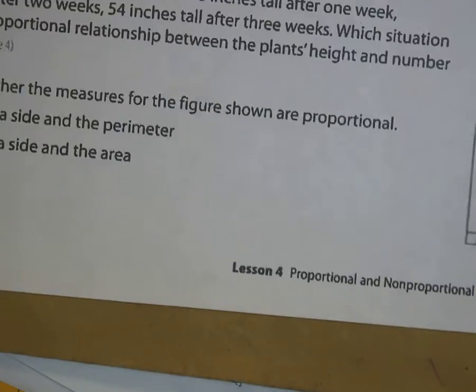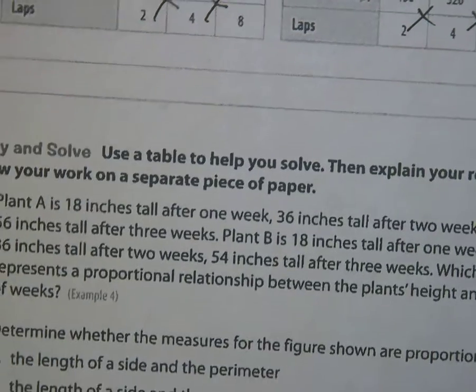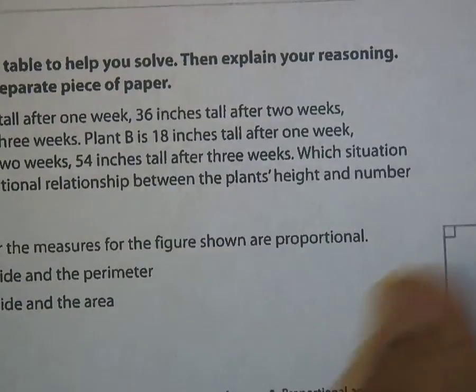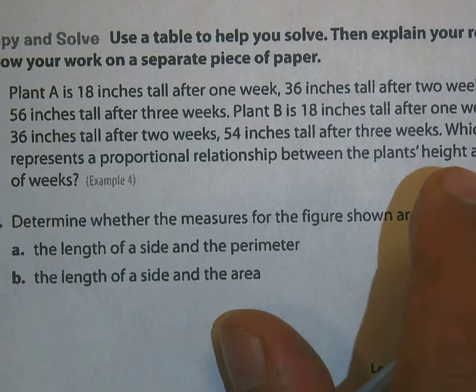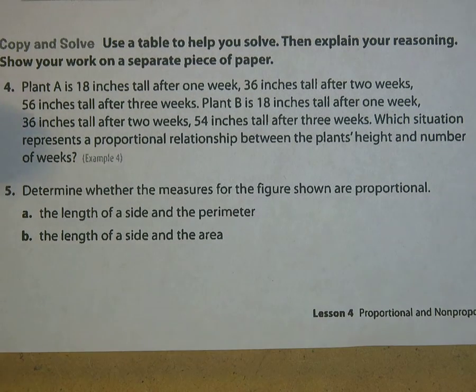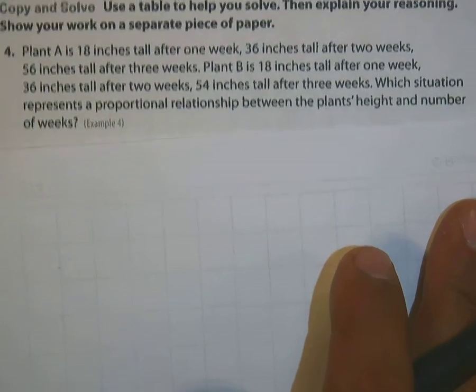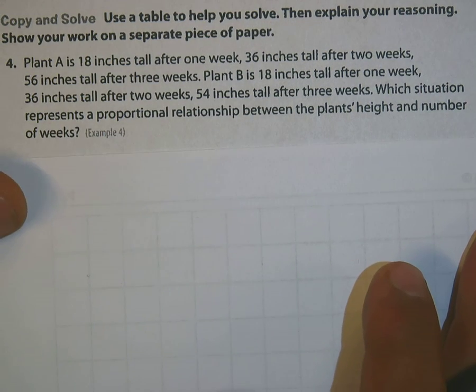Okay. Number 4. The same thing. You have 2 plants. Okay, so let me put this here. You have 2 plants, Plant A and Plant B. So I'm going to set up a table to answer that question. So we have Plant A and Plant B. So I'm going to set up a table.